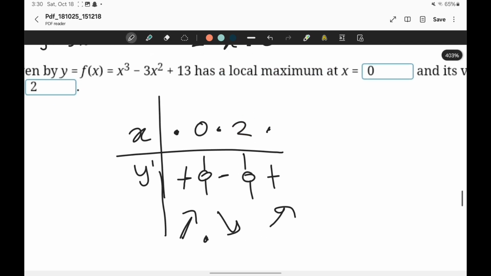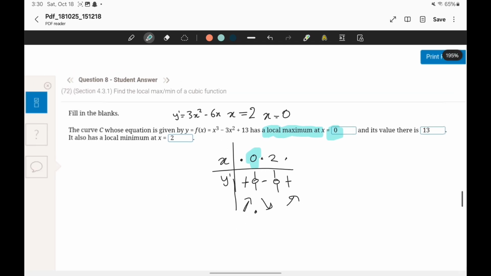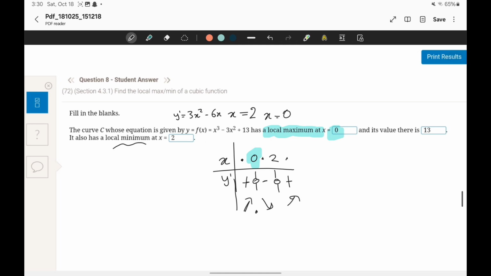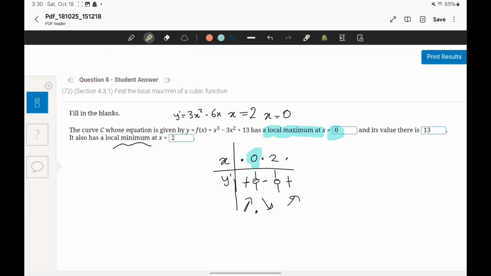Okay. So now, yeah, my bad. So they said the local maximum. So you see here, the maximum is at 0. So at x is 0, and the minimum here, they're asking for the minimum. You look when it's going down then up, so x is 2.